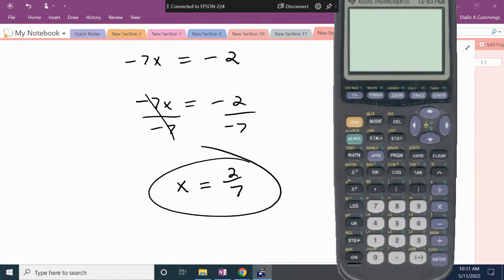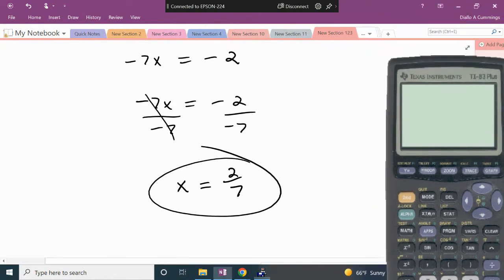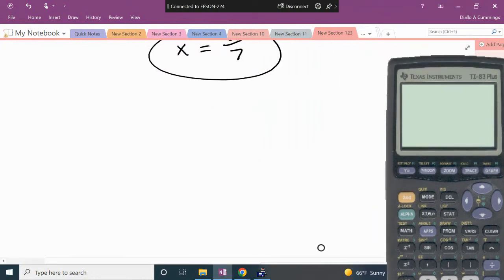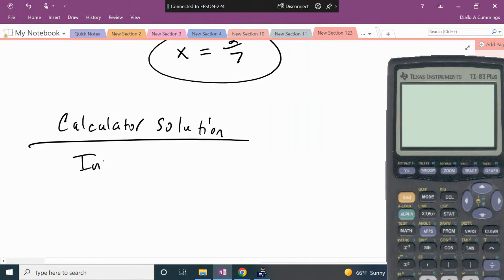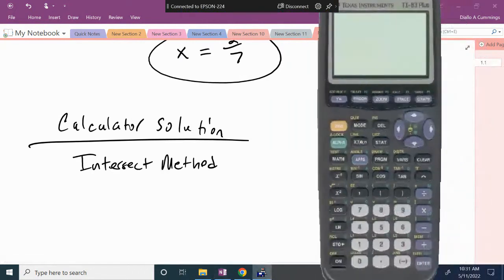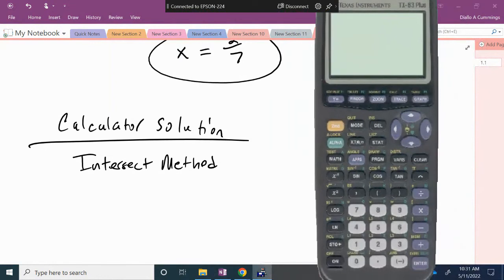So using a calculator, we're going to use something called the intersect method. So this is the calculator solution. There's more than one way to actually use a calculator to solve it, but the intersect method, in my opinion, is the most straightforward method. So here's how I use the intersect method.